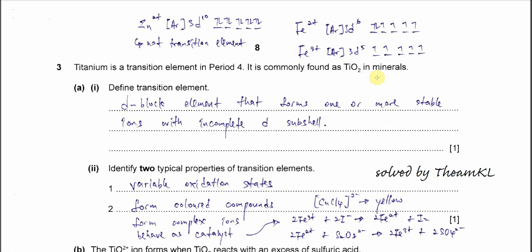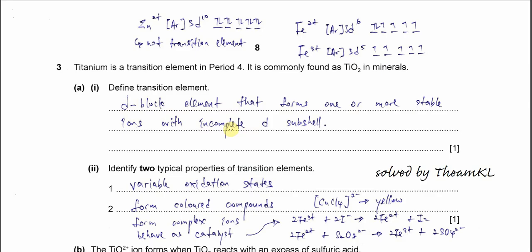Question 3. Titanium is a transition element in period 3. It is commonly found as TiO2 in the minerals. Part A, part 1: define transition elements. Okay, this is very easy. D block elements that form one or more stable ions with an incomplete d subshell.